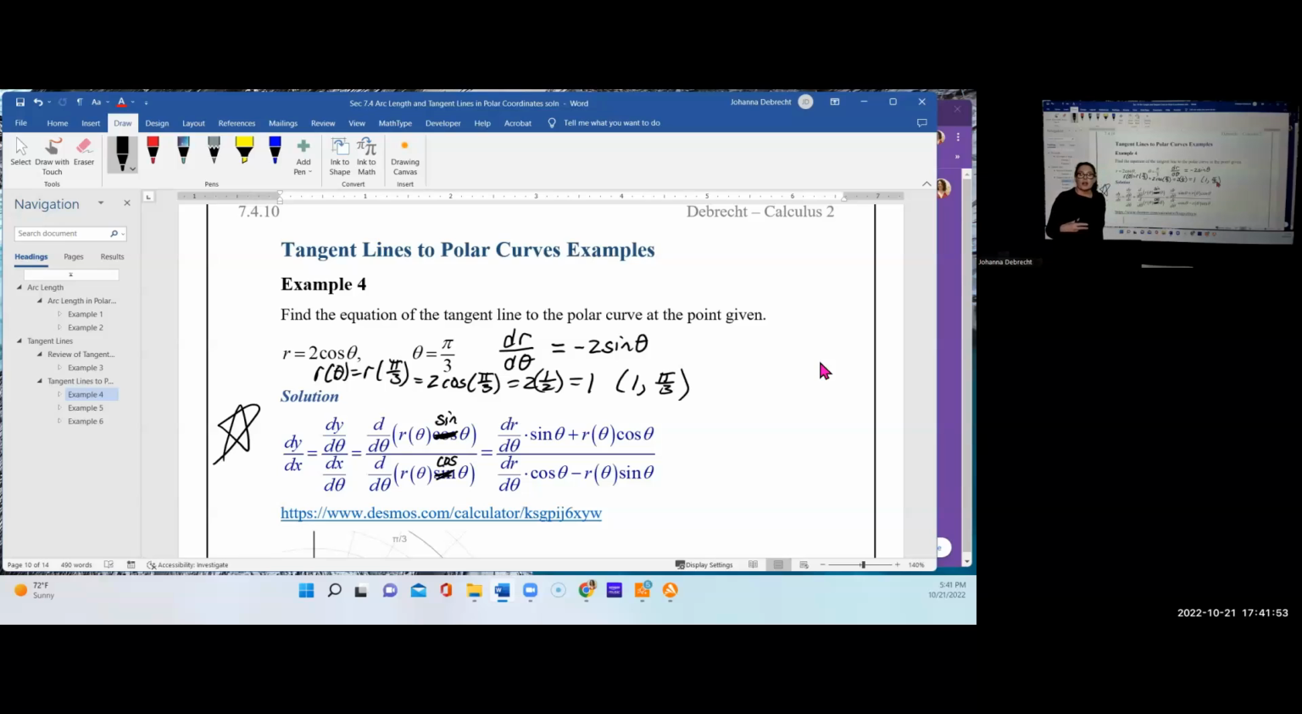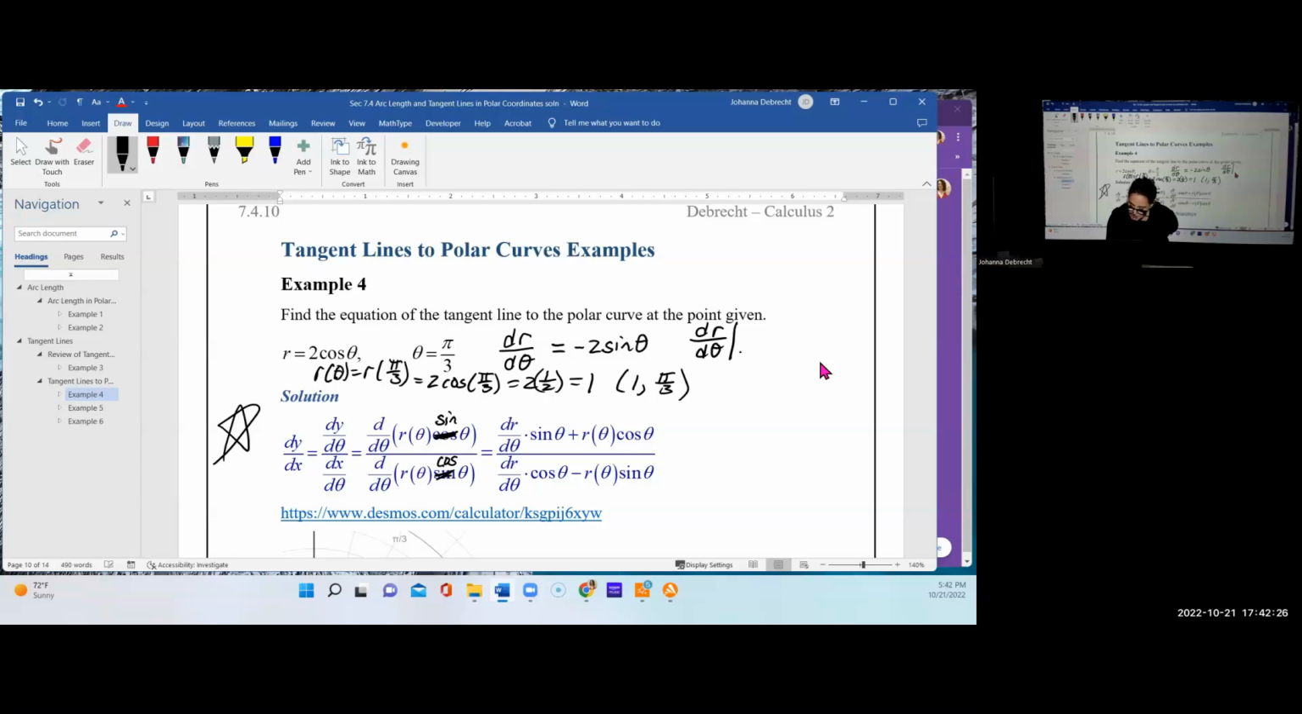We're going to have to figure out what it is in the rectangular system because we're going to need an x and a y for point slope form of the line. So we need to know what r of theta is at pi over 3. We figured out it's 1. That's going to replace the r of theta here and the r of theta here. Now we need to know what dr/d theta is, again, at pi over 3. And I haven't computed that yet, so let's do that now.